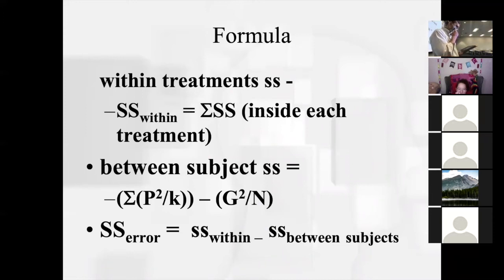Now, we're going to add that one new thing to find the between subjects sum of squares. So this is why we calculated that P for each of those rows, for each of those participants. To get this, it's going to be very similar to the between treatments, but now instead of T, we're using P. Instead of N, we're using K.